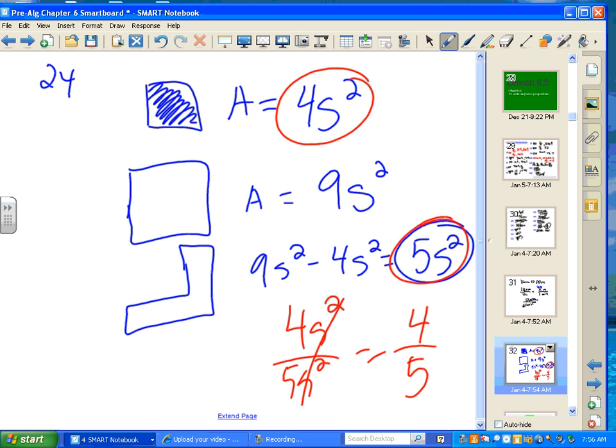No. Nope. Just the part that's not shaded. The whole big square is not unshaded. Anyone else? Okay, put that away.